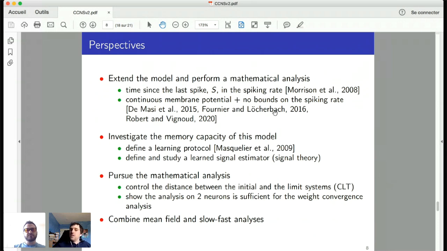So I will just finish with perspectives. We would like to extend the model and perform a mathematical analysis on this extension. We would also like to investigate the memory capacity of this model, and finally pursue the mathematical analysis. This mathematical analysis can also be done combining the mean field and slow-fast analysis. We did a mean field analysis also on this model. Thank you.